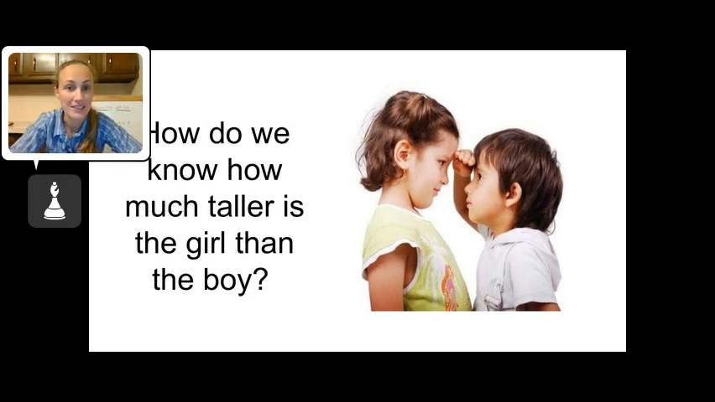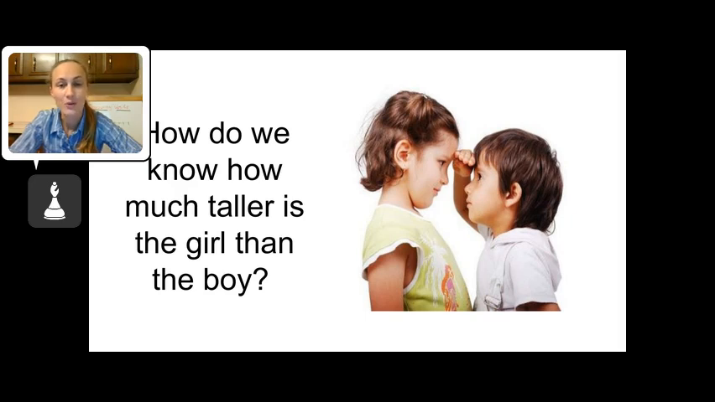Today is our new lesson, and I would like to start it with a question. How do we know how much taller is a girl than the boy on the picture? Please type your answers in the chat so I can see your ideas. You are really smart. Yes, we need special tools like a ruler.